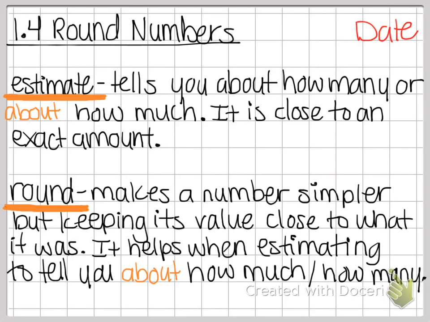Let's get started. Please copy down the definition of estimate and round. To estimate tells you about how many or about how much, and it is close to an exact number. Key word being the word about. When you see the word about, that should signal you that you need to estimate. We use rounding to help us estimate, and it makes the number simpler, but it keeps its value close to what it was. It helps us when estimating to tell you about how much or about how many.